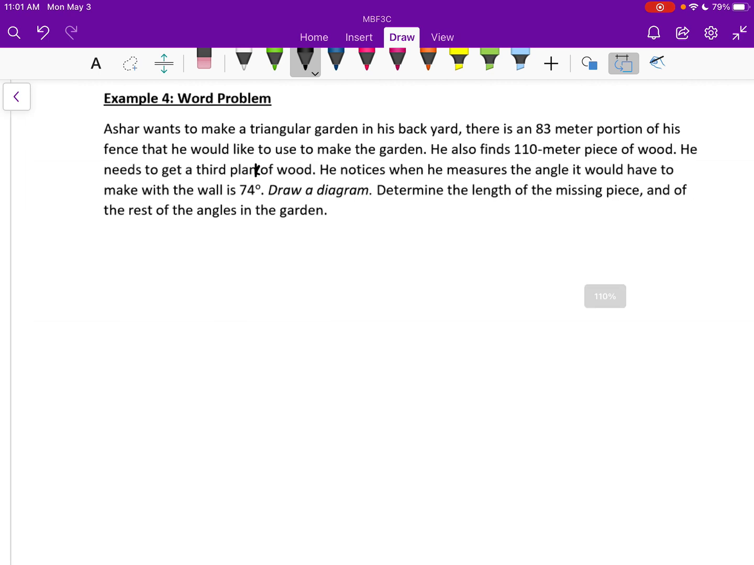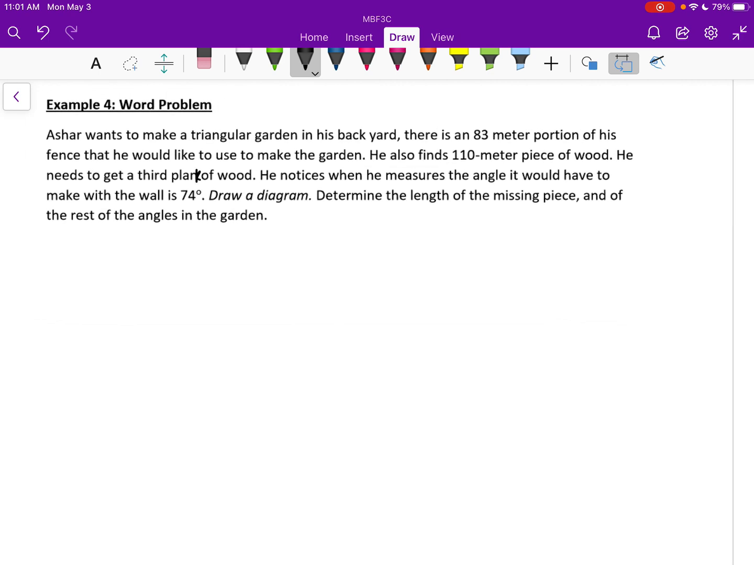So first things first, let's draw what we know. We know that he needs to draw a triangular garden. So I know that there's this 83, let's say the wall is here, right? So let's say the wall is here, and that's 83 meters, right?